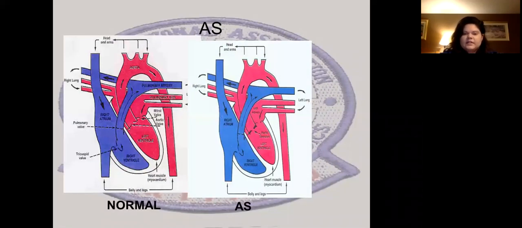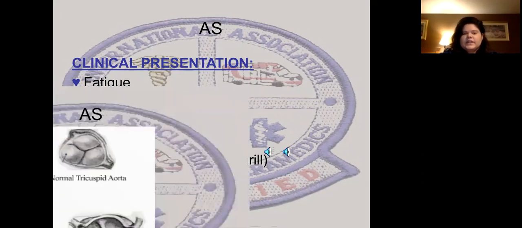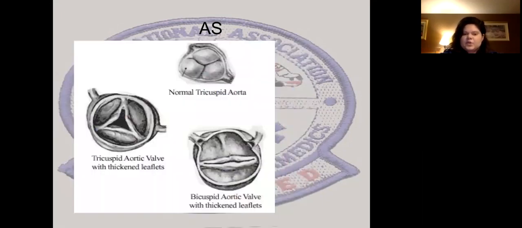So this is what that looks like. So that little flap's got to work real hard. The clinical presentation, same as all the rest. They could potentially have a murmur. Tachycardia, palpitations. And then this is what this looks like. So the normal tricuspid aorta, and then here if they have thickened leaflets, and then a bicuspid with thickened leaflets.